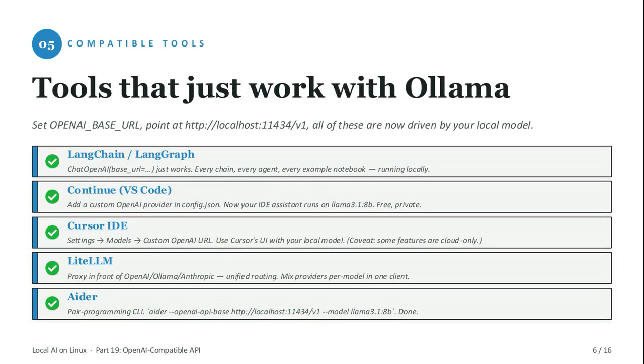And once the SDK works, the entire ecosystem built on top of it works too. LangChain and LangGraph pass base URL to ChatOpenAI, and every chain, every agent, every example notebook from the docs runs locally. Continue and Cursor turn into private IDE assistants with a config tweak. LiteLLM lets you proxy and mix providers per model. Aider becomes a pair programmer over your local Llama 3.1. One environment variable, OPENAI_BASE_URL, and a whole shelf of tools quietly switches over.